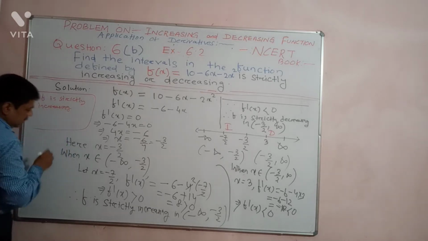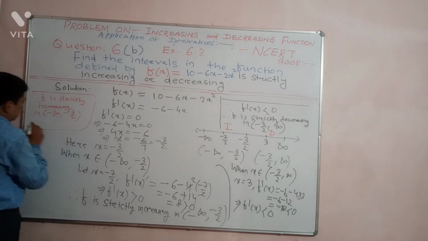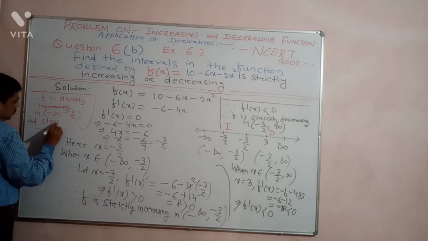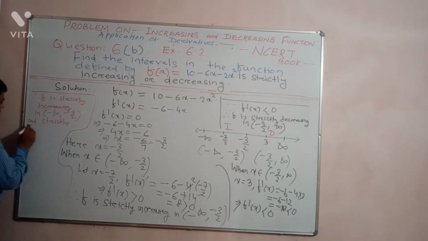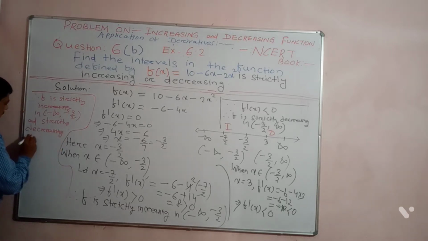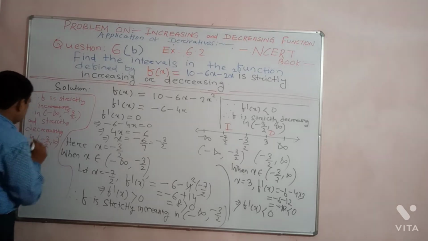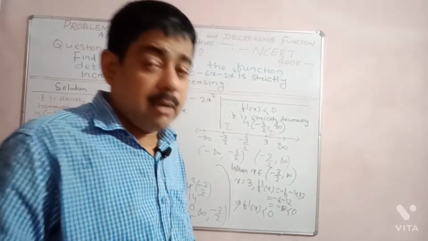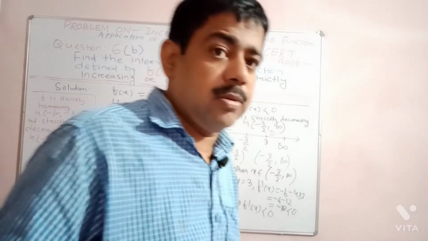Which interval? In which interval? Minus infinity to minus 3 upon 2, strictly decreasing, and strictly decreasing in the interval minus 3 upon 2 to infinity. Okay, understood? So this is how you have to find out the intervals in which the function is strictly increasing and strictly decreasing. Okay, understood?